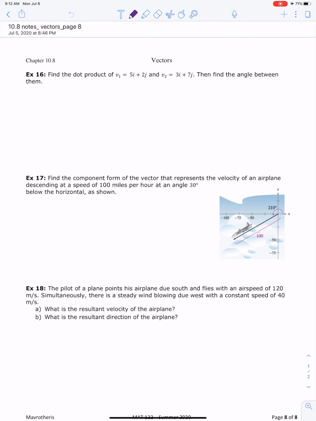Chapter 10.8 notes, vectors. This is page 8. We're going to wrap up here with some application problems.